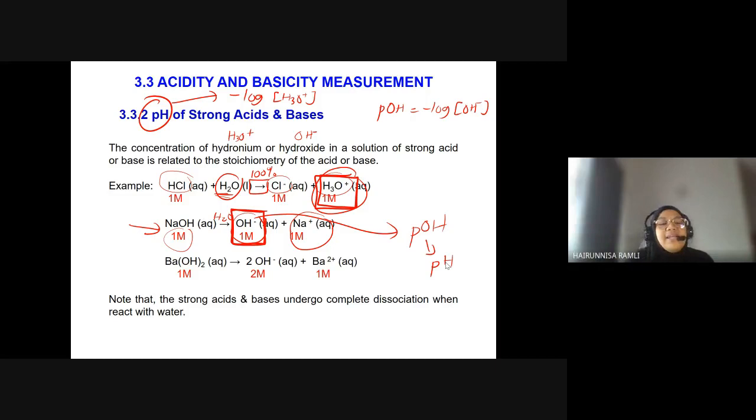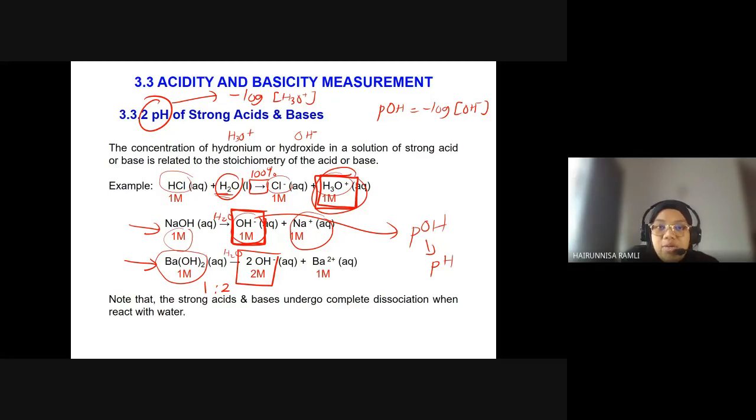Okay, yang lain-lain tu tak penting. Yang penting OH minus dengan H3O plus. Okay, how about barium hydroxide? Barium hydroxide also considered as strong base, right? Okay, metal group 2 hydroxide. So this is strong base. If you dissociate the barium hydroxide, 100% dissociation, completely dissociate. But if you balance the equation, the OH minus will become 2OH minus. The mole is 2, while Ba2 plus is 1. So it means that the ratio now to the barium hydroxide is 1:2. So it means the OH minus is 2 molar.